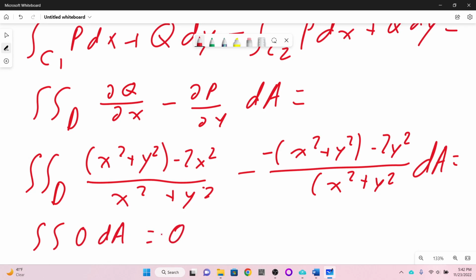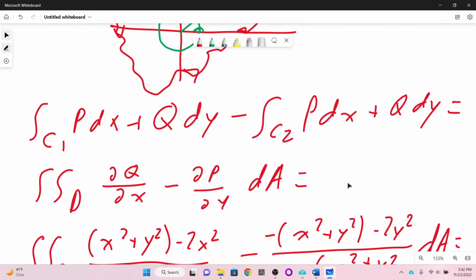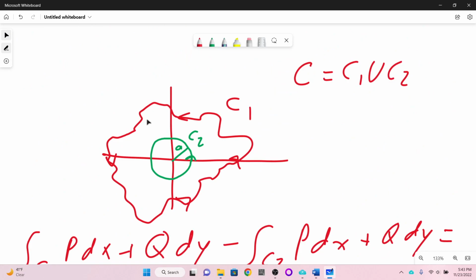The integral is 0. So what does that mean? Well, what it means is that we did C1, we got a number. We did C2, we got a number. But they subtract to 0, which must mean they are the exact same thing. Whatever we get for C2 has to be the same for C1, because when we subtract them, we get 0. So that means we can just do the integral along the circle instead of having to deal with a whole ugly squiggle like that.